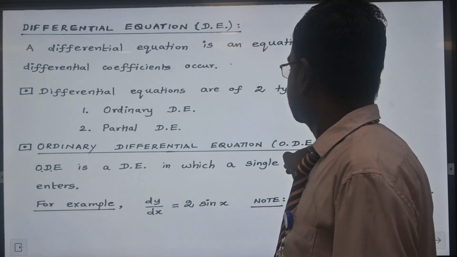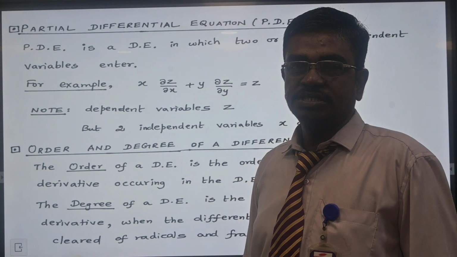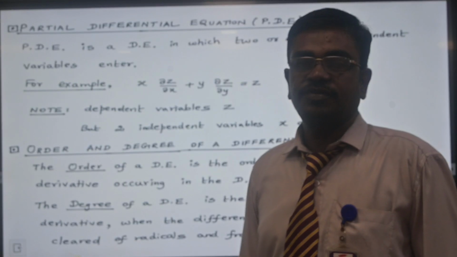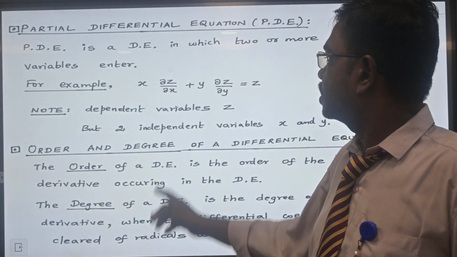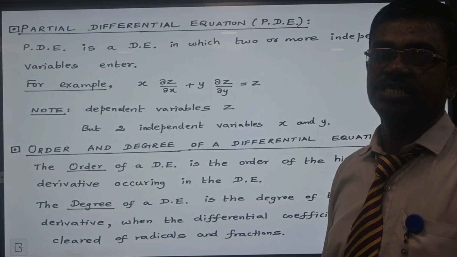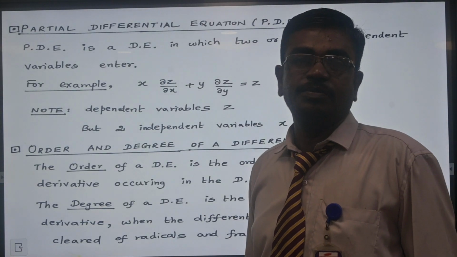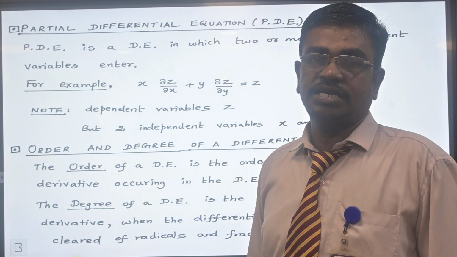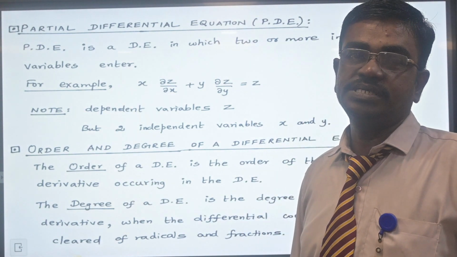Next, partial differential equation, simply called PDE. Partial, first letter capital P; differential, capital D; equation, first letter capital E. So it is called PDE. A partial differential equation is a differential equation in which two or more independent variables enter, but in an ordinary differential equation only one independent variable enters.